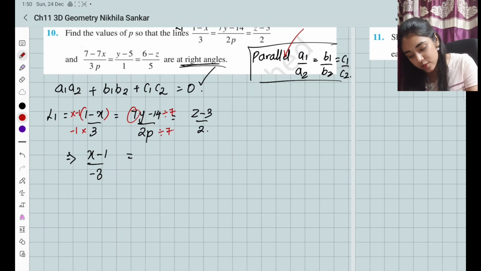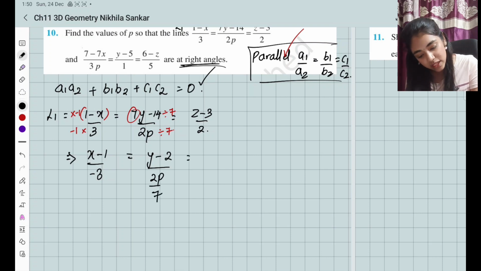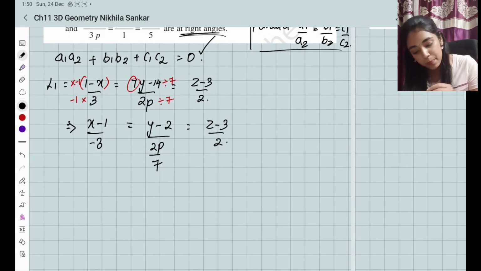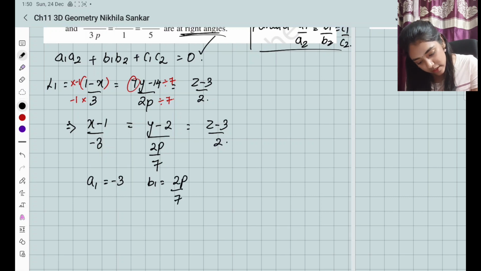இங்கேயும் divide by 7. So when I do that, y minus 14 by 7 gives me a 2 divided by 2p divided by 7 equals, this is already in the standard form. So z minus 3 divided by 2. இப்பதான் direction ratios எழுதணும். So a1 equals minus 3, b1 equals 2p divided by 7 and c1 equals 2. புரிஞ்சுதா? இது line 1. இதே மாதிரி line 2 க்கு எழுதலாமா?